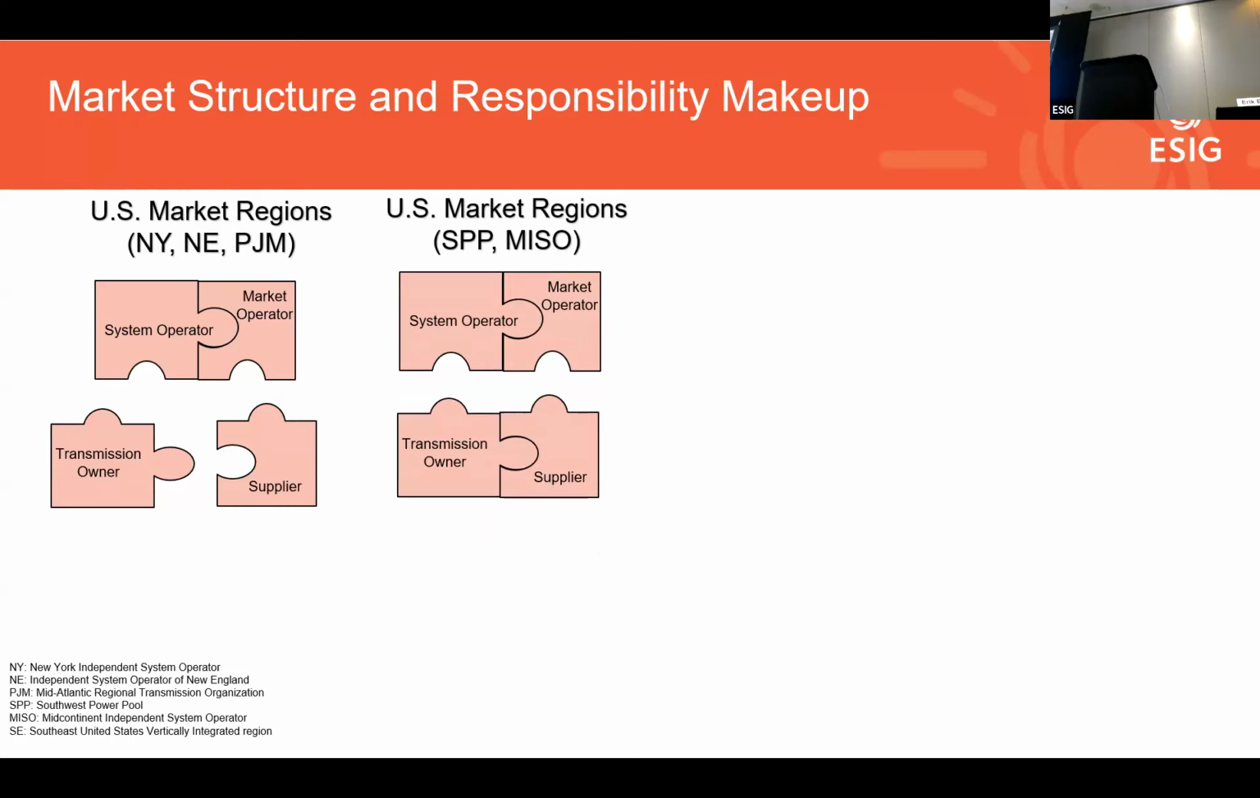And then some of the other regions in the US, for example, in the Midwest, you have, again, an ISO or RTO that is operating both the market and the system. And in many of these regions, essentially the states that didn't have restructuring, where they still have vertically integrated utilities participating within these wholesale markets, that transmission owner and generation supplier are one entity. So they're owning the transmission and the generation, still competing with other utilities and participating within that market. So that's kind of a structure that you see within those regions.